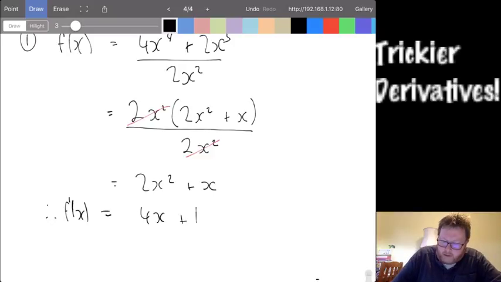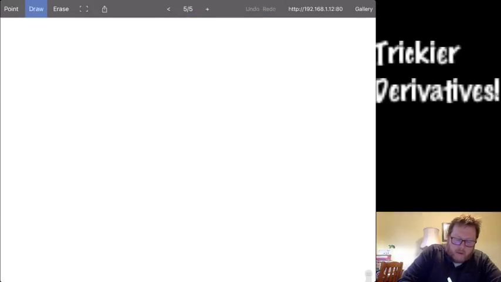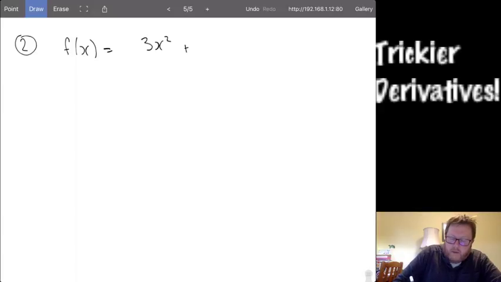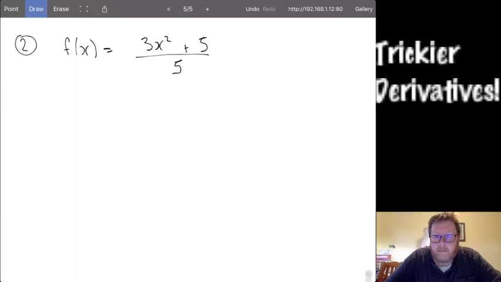By the way, let me just explain something else. I might just take a slightly easier problem. Let's just say we've got f of x equals, I don't know, 3x squared plus 5 all over 5, just to make it a little bit easier on me. Now, this is not in polynomial form yet, right? Because we've got a division all the way over by 5. So because of that, we need to be a little bit careful what we do.